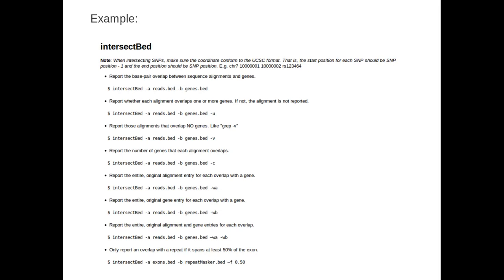So here's one method, intersectBed. Aaron Quinlan, who's the developer of bedtools at the University of Virginia, has some really nice tutorials, and this is coming from his website on bedtools. Again, you go over this in some detail in the homework, but we can go through a couple of examples. Report the base pair overlap between sequence alignments and genes. So in one file, for the A file, that's the first file, we specify reads, and for B, we specify genes.